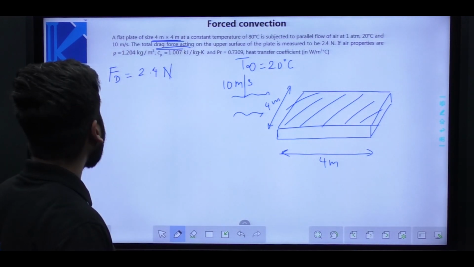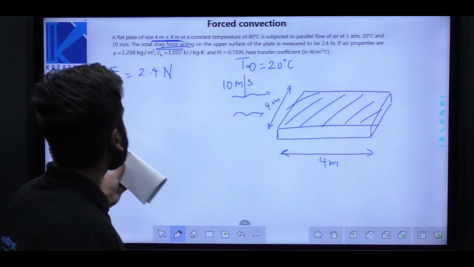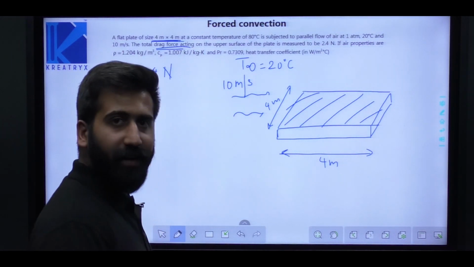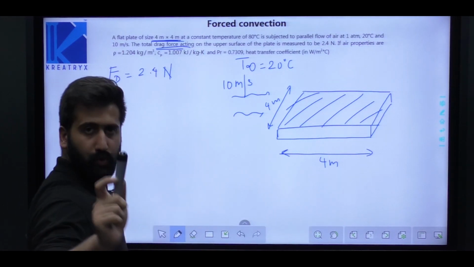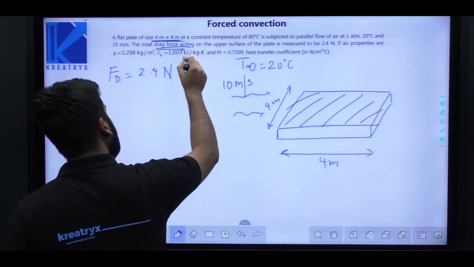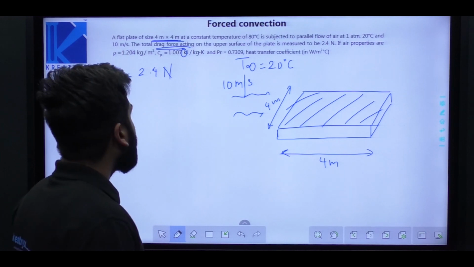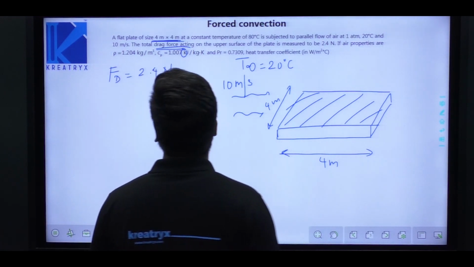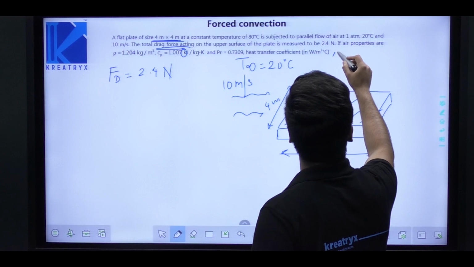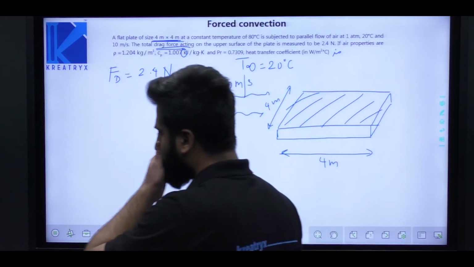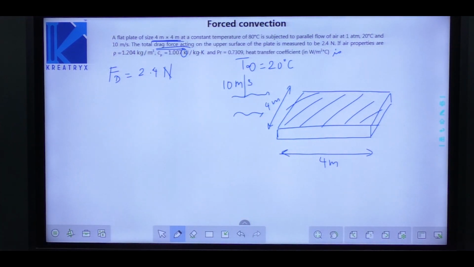The air properties are given: the density, and the specific heat of air, which is in kilojoule per kilogram Kelvin. Change it to joules per kilogram Kelvin while putting it in the formula. You have to find the heat transfer coefficient.